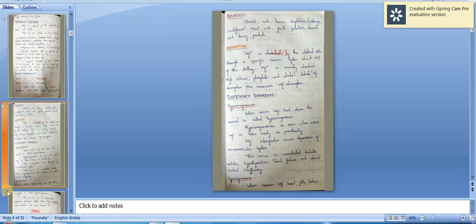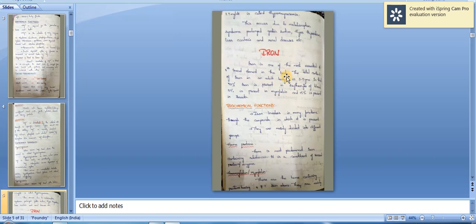Next, coming to iron. The next mineral is an essential trace element. Iron is a micro mineral. It is one of the most abundant and the fourth trace element in the body.